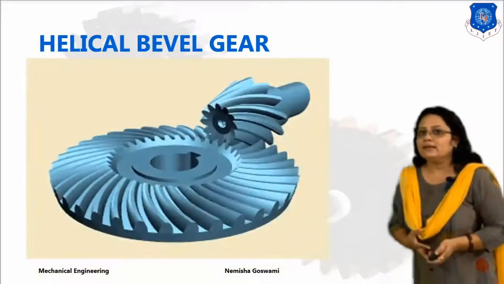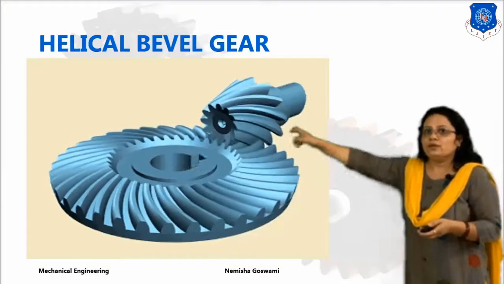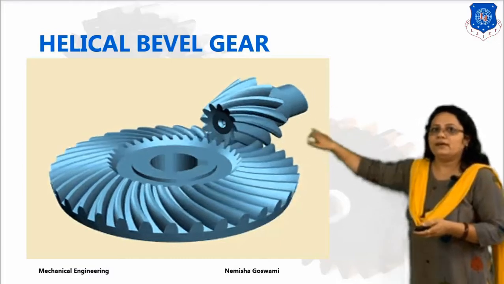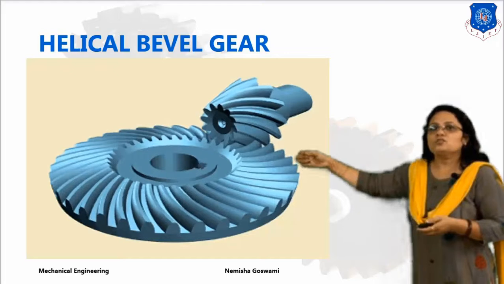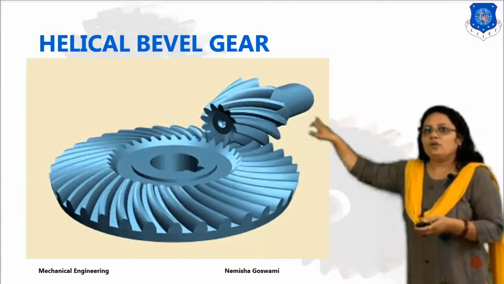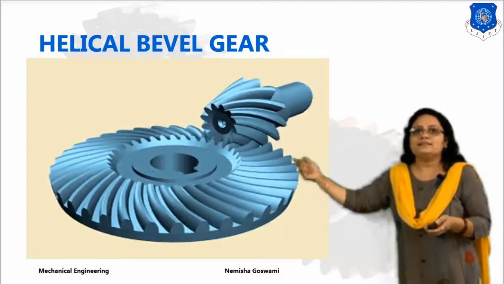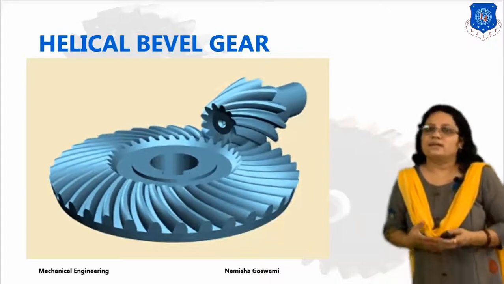So a helical gear is a gear where, as you can see in this diagram, this is the shaft axis of one gear and this is the shaft axis of the other gear. The teeth are not parallel to the shaft axis. These are inclined at some angle with the shaft axis. So this type of gear is known as a helical gear, right?